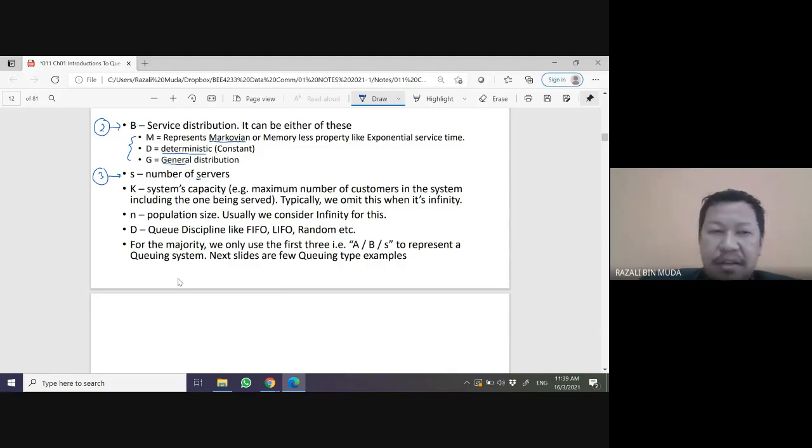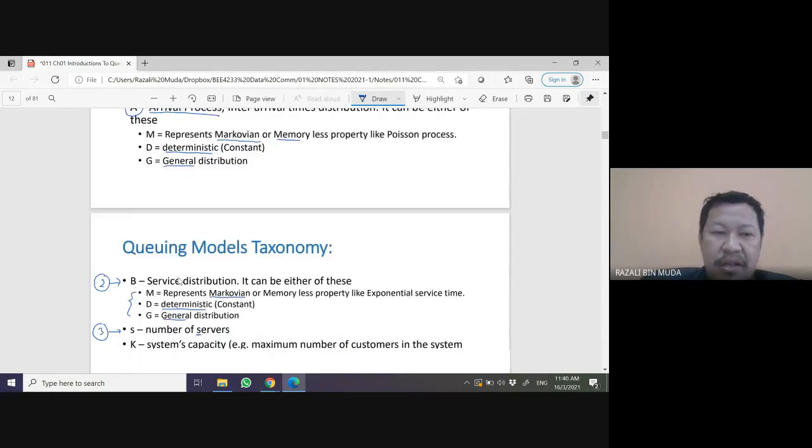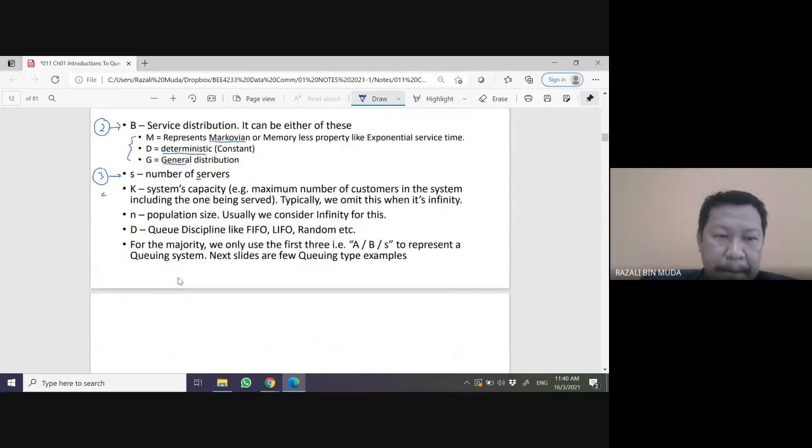The fourth notation is K. K is the system capacity: the maximum number of customers in the system, including the ones being served. Typically, we omit this when it's infinity. So if there is no mention of K, it means it is infinity.